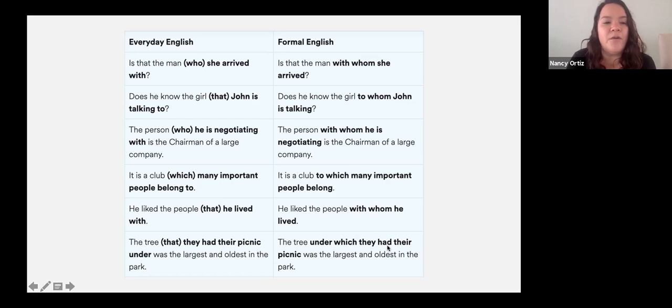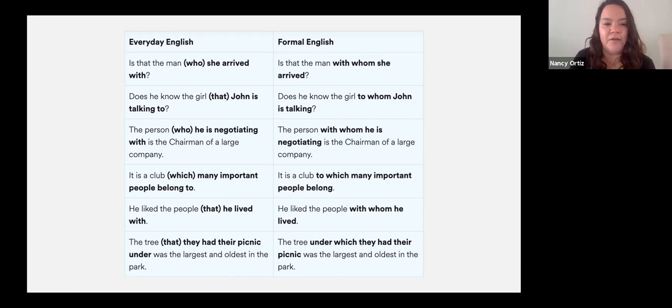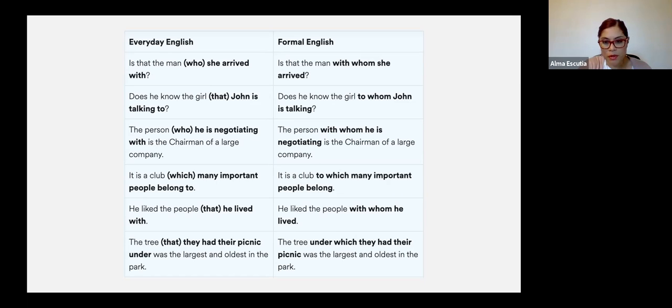Gloria, formal English number four. It is a club which many important people belong to. It is a club to which many important people belong. Exactly. Armando, number five, informal English. Alma, formal English. He liked the people that he lived with. He liked the people with whom he lived.